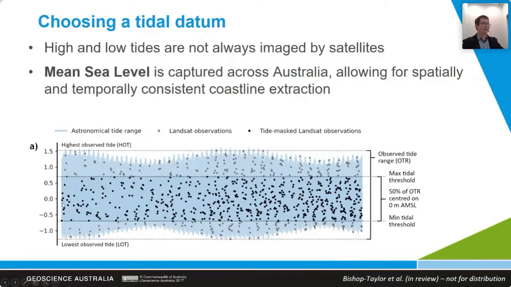So you can see in here, for mean sea level, there are lots of images all the way through, and that's pretty consistent along the coastline. So we've used mean sea level as the datum for this, and it's also a pretty well used datum for monitoring coastal change. So it's actually quite a convenient and also quite useful datum to use for looking at coastal change through time.